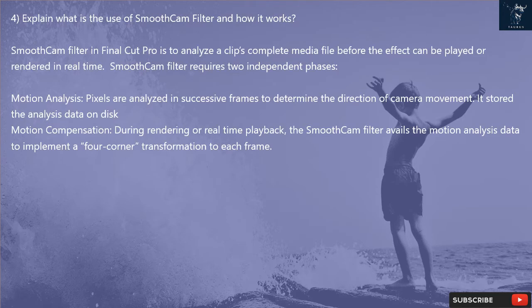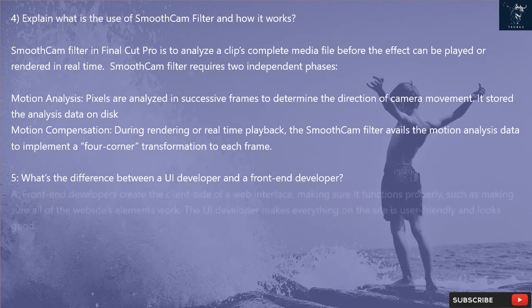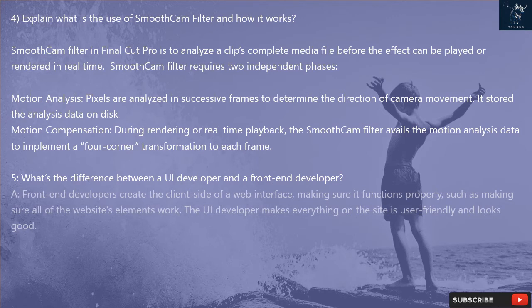4. Explain what is the use of the SmoothCam filter and how it works. The SmoothCam filter in Final Cut Pro analyzes a clip's complete media file before the effect can be played or rendered in real time. The SmoothCam filter requires two independent phases. Motion analysis: pixels are analyzed in successive frames to determine the direction of camera movement. It stores the analysis data on disk. Motion compensation during rendering or real-time playback: the SmoothCam filter uses the motion analysis data to apply a four-corner transformation to each frame.